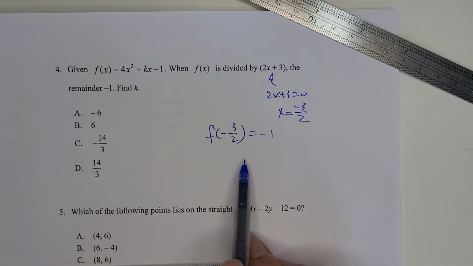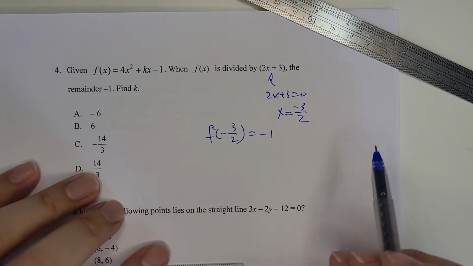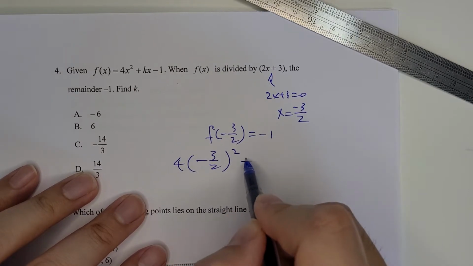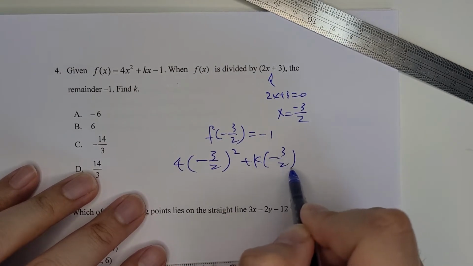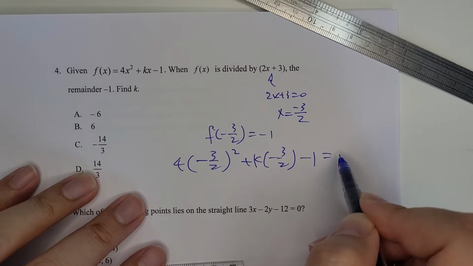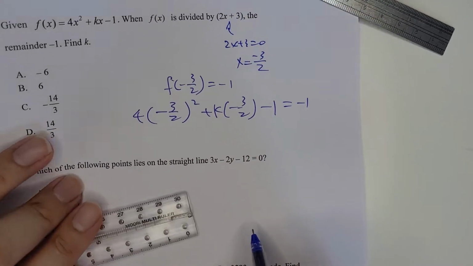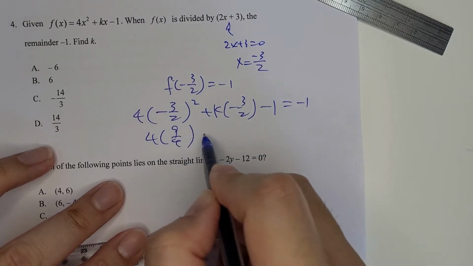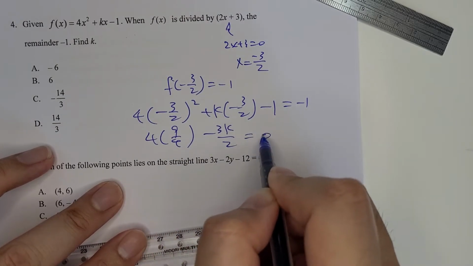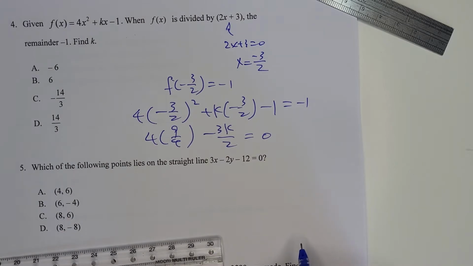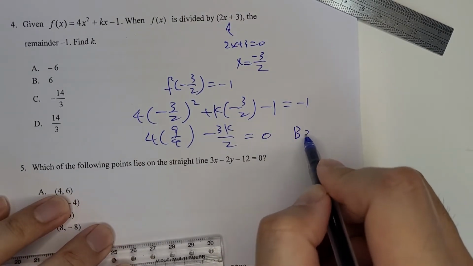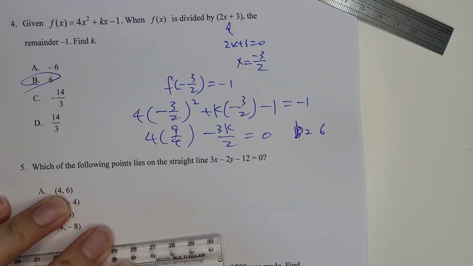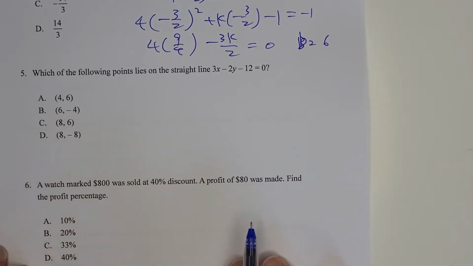That's the relationship among those numbers. So 4 times bracket negative 3 over 2 all squared plus k times bracket negative 3 over 2 minus 1 equal to negative 1. Okay, so here 4 times 9 over 4 minus 3k over 2 equals 0. And hence you can get k equals 6. So the answer is B for boy. Go to question number 5.